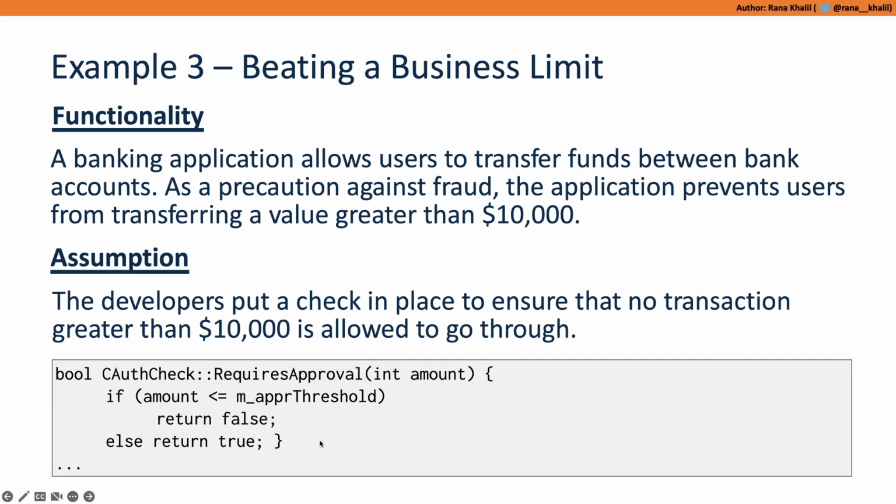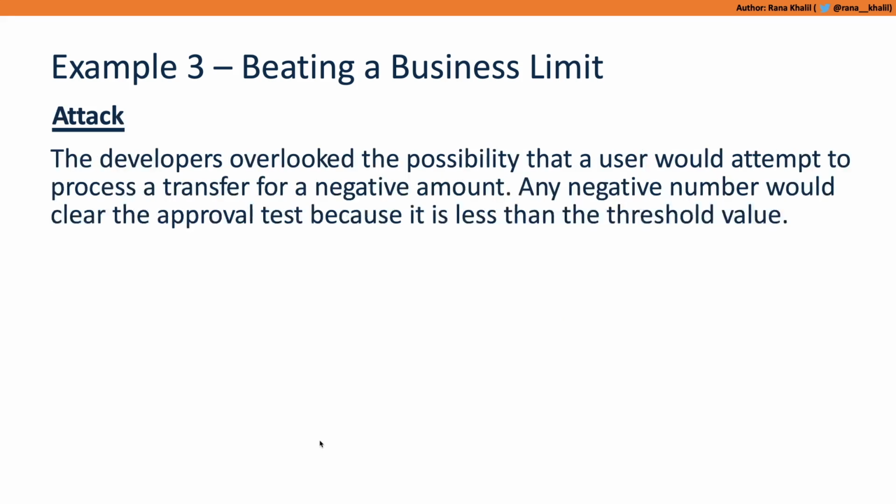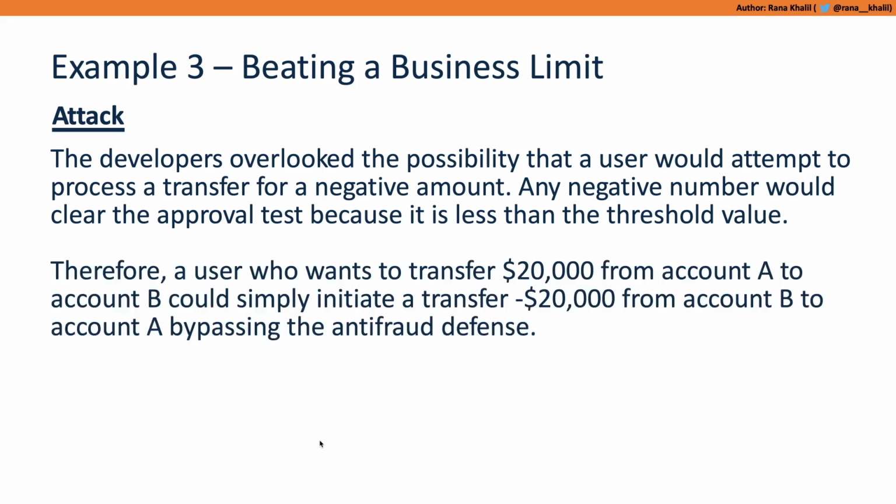Now, the issue with this code is that it doesn't take into account a user putting in a negative number. Since a negative number is less than the threshold value, it'll automatically be approved. And so if a user wants to transfer $20,000 from, let's say, account A to account B, they just need to transfer minus $20,000 from account B to account A, and they completely bypass the anti-fraud defense.